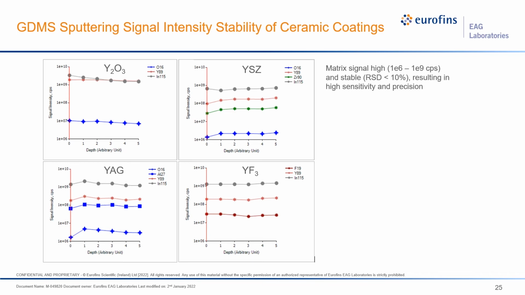You can see most of the matrix signals are at the 1E9 level. So that gives us the ability for high sensitivity detection. And this signal stability will help us to establish the precision.